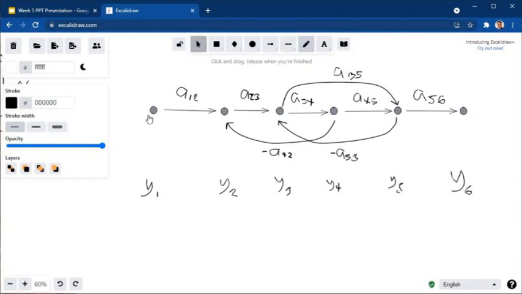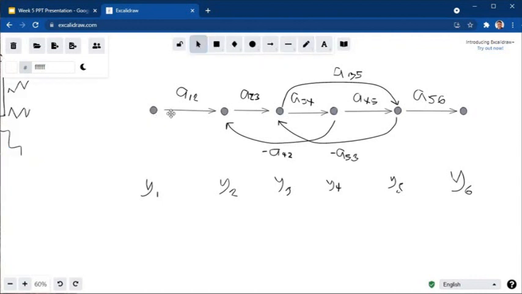So again, as we can see, from y sub 1, we have only one outgoing signal. So y sub 1 is the input node. From y sub 6, we only have incoming signals. So y sub 6 is the output node.